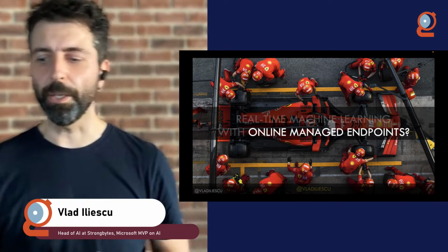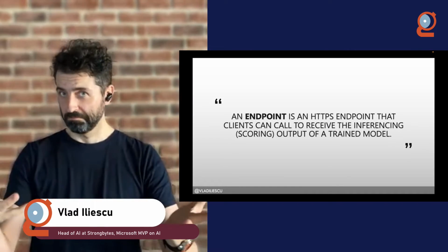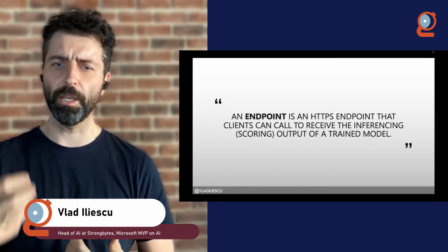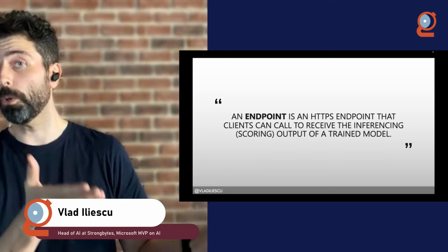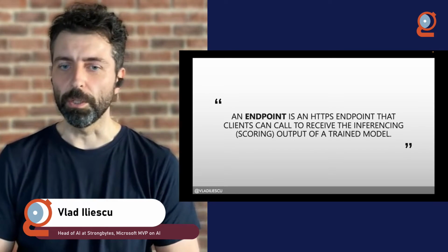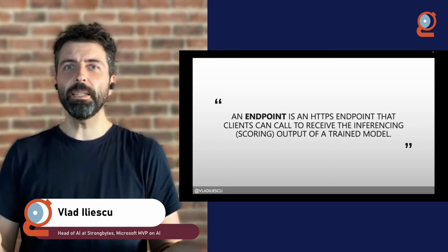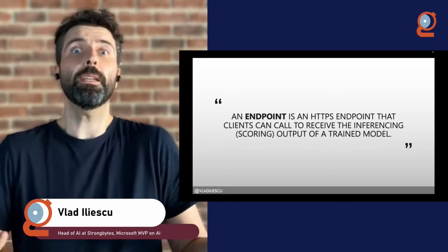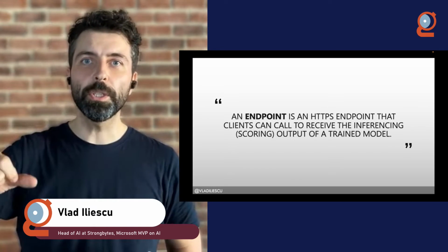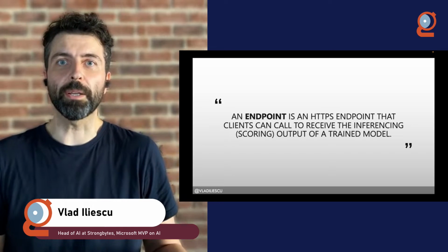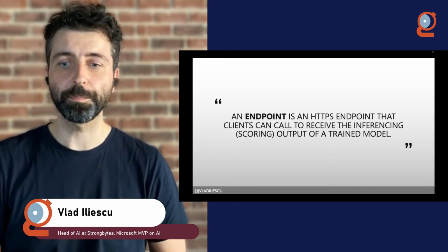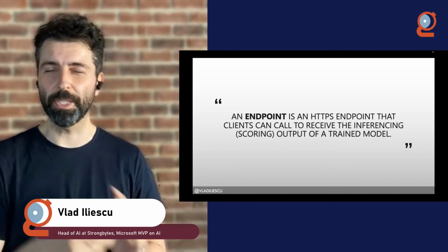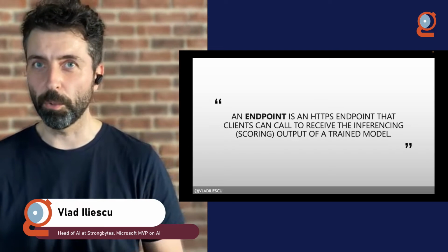What are they? Well, to quote Microsoft Learn, an endpoint is an HTTPS endpoint that clients can call to receive the inferencing or scoring output of a trained model. So basically it's a URL. You can see that it is a REST API. Clients call it, it answers back. That's what an endpoint is. It answers back with the predictions from your models. That's really important. We'll circle back to that in a moment.